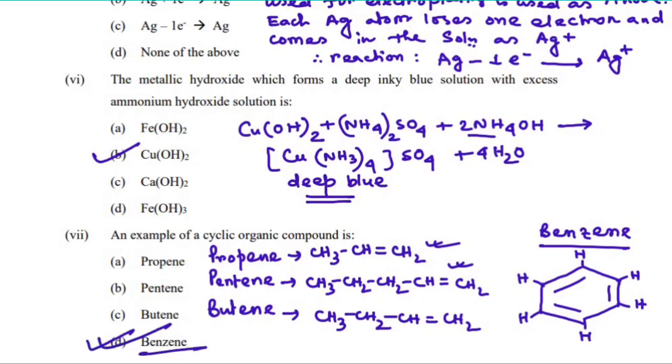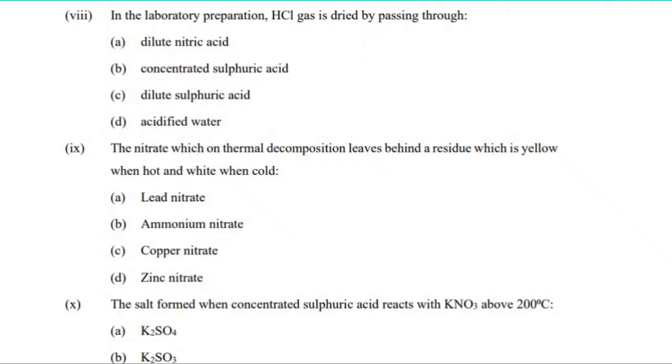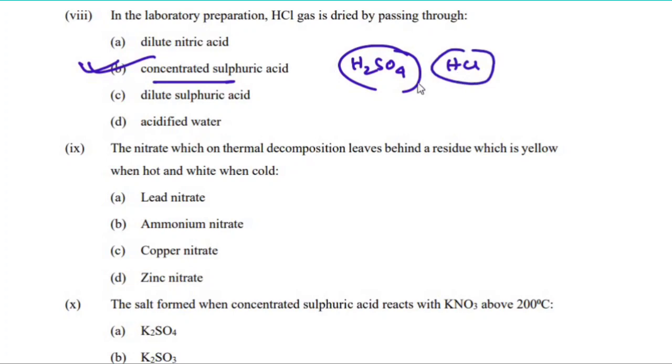Next, in the laboratory preparation, HCl gas is dried by passing through. The answer is concentrated sulfuric acid. Why? We know that concentrated sulfuric acid removes the moisture content of HCl gas but does not react with it. That is, H2SO4 absorbs moisture from HCl gas but does not react with it. So the answer should be concentrated sulfuric acid.